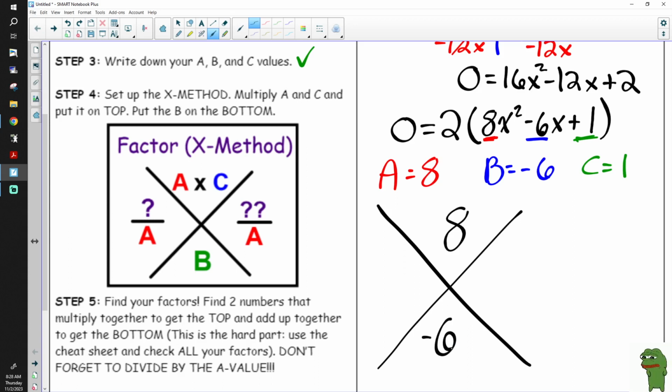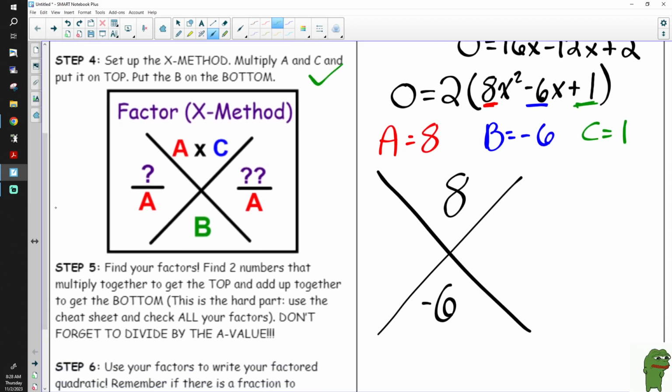Okay. Now is the hardest part of every problem. That's step 4, done. Step 5. We need to find our factors. These are the mystery numbers that go on the side. These two numbers, if we read, must multiply together to get the top and add up together to get the bottom.